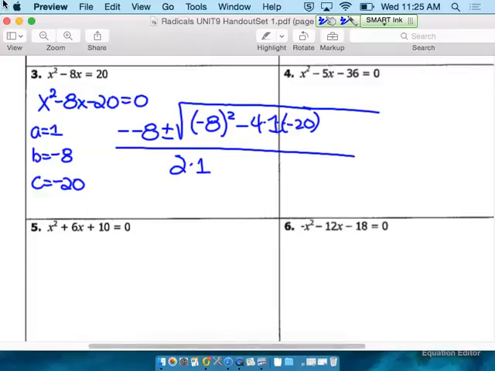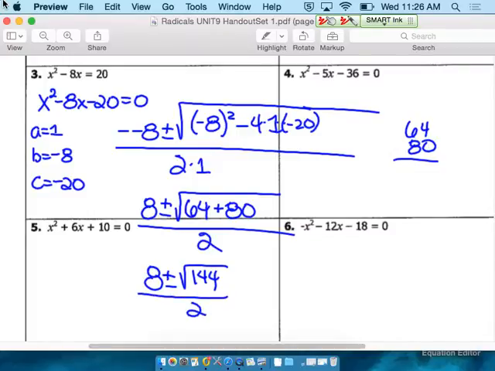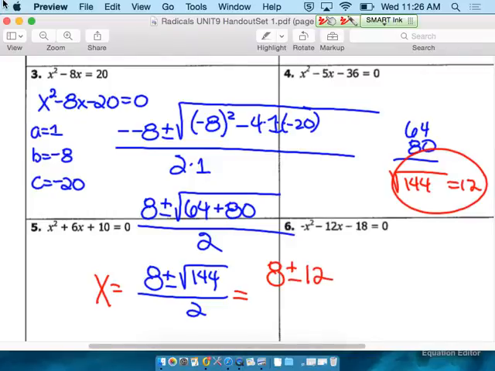And to clean this up a little bit, the double negatives will become positive, so that's going to be plus or minus. And then here I'm going to have 64, negative 8 squared, 64 plus 80, and all of that will be over 2. So 64 plus 80 gives me 144. So I have 8 plus or minus the square root of 144, divided by 2. Now notice in this problem, unlike the other two problems, I have a perfect square under the radical. The square root of 144 is 12. So the way that I would present this answer, x is equal to 8 plus or minus 12 divided by 2.